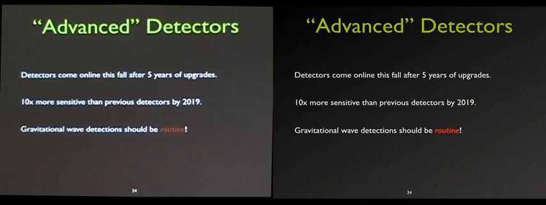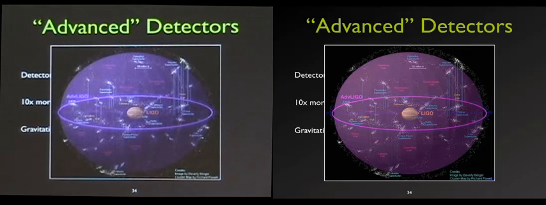And in September, we come online with what we call the advanced detectors, which are the start of reaching design sensitivity. By 2019 is when we expect to get to full design sensitivity. To give you an idea compared to initial LIGO, that'll be about a factor of 10 more sensitive, so we'll be sensitive to a factor of 1,000 more sources. And we hope that gravitational wave detection will actually be routine, which is a very exciting idea.